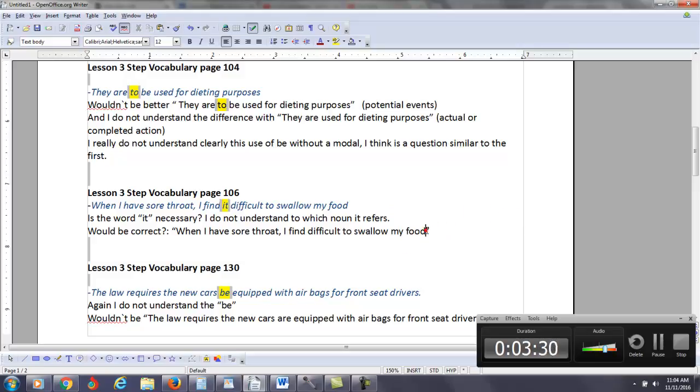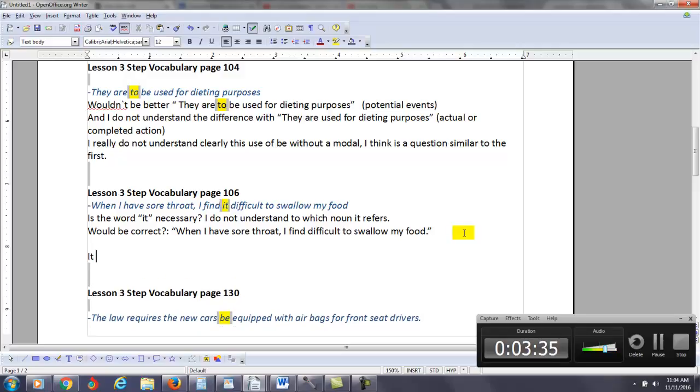Okay, the main thing here to understand this one, you could write it this way. It is difficult for me to swallow my food. So if you look at it this way, it is difficult for me to swallow my food has a similar meaning to I find it difficult to swallow my food. So this sentence that you see here has a similar meaning here.